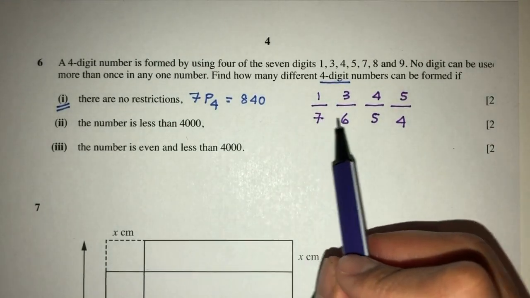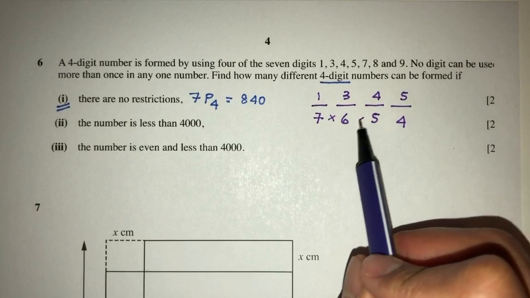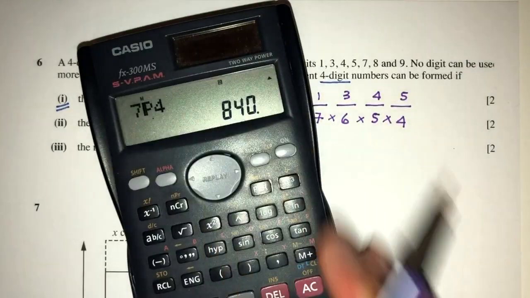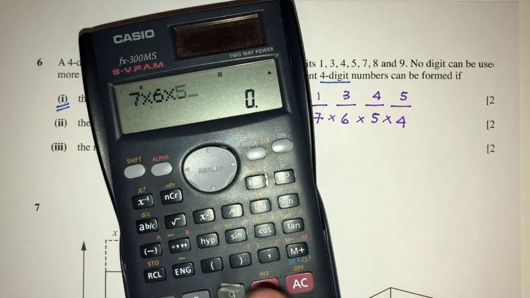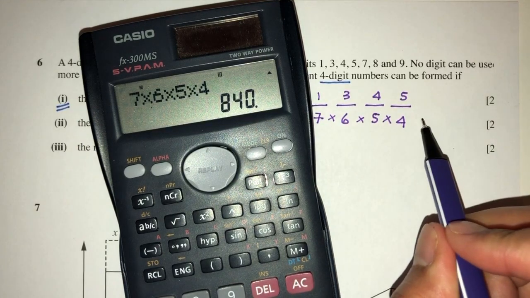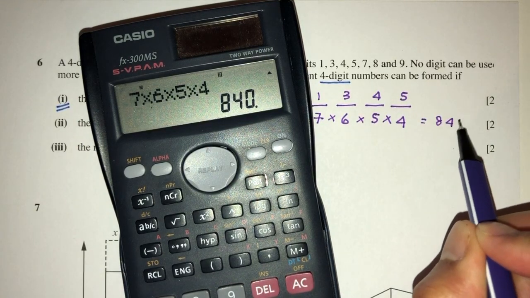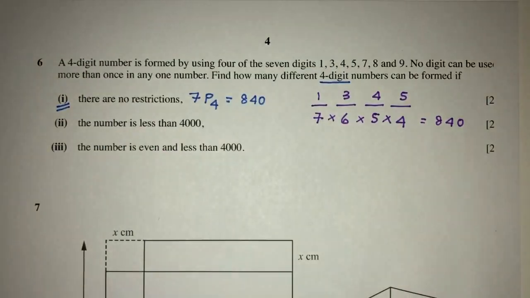So basically, the number of options, we'll have to multiply them. And that should give you the same value, but let's check. 7 times 6 times 5 times 4, that will be 840. So as you can see, there are 2 ways of doing this question, one by formula and one by using your logic step by step to find the solution.